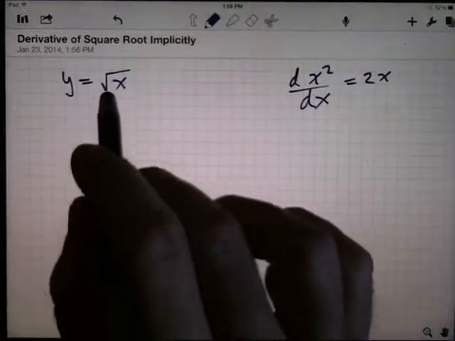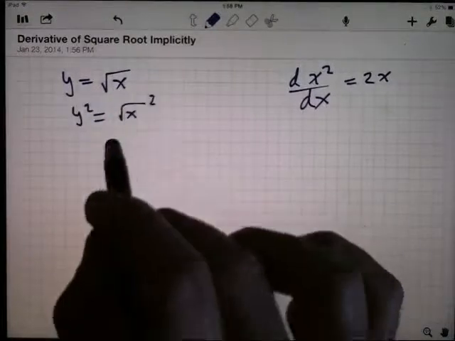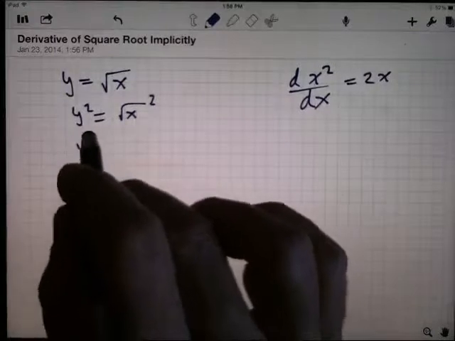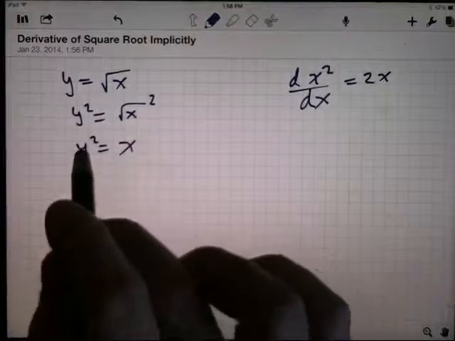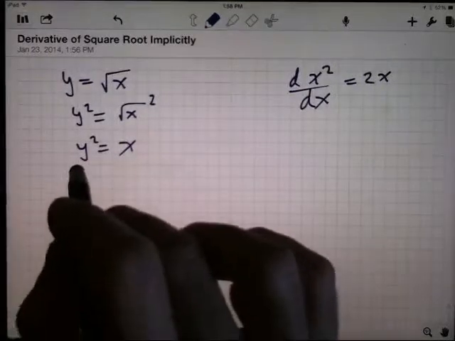So I've got y equals square root of x. I'm going to square both sides. And the square of the square root of x is just x. So I've got y squared equals x. So I started off with y as some function of x. Now I have x as that inverse function of y. I'm going to implicitly differentiate.